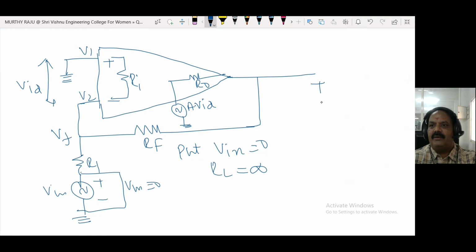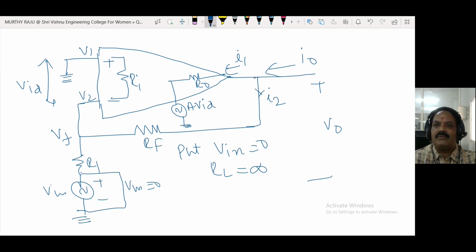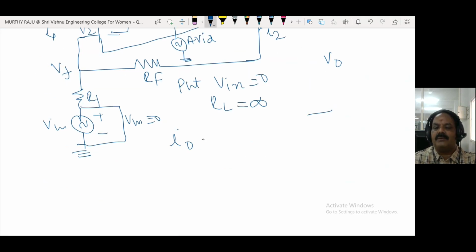And apply V0 voltage. Here, the voltage from V0 is I0. Let this I0 divide into currents I1 and I2. Therefore, I1 is flowing through the low resistance side only, because R0 is very, very low. I2 is neglected compared to I1. Therefore, I0 is approximately equal to I1. From this, ROF is equal to V0 by I1.